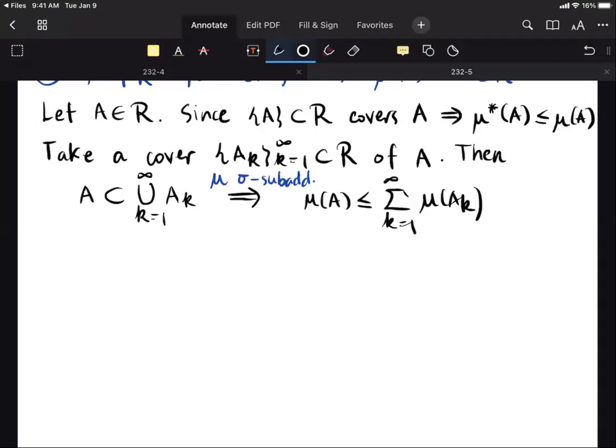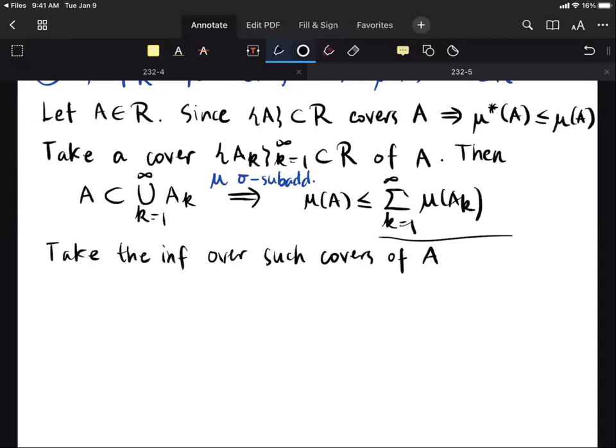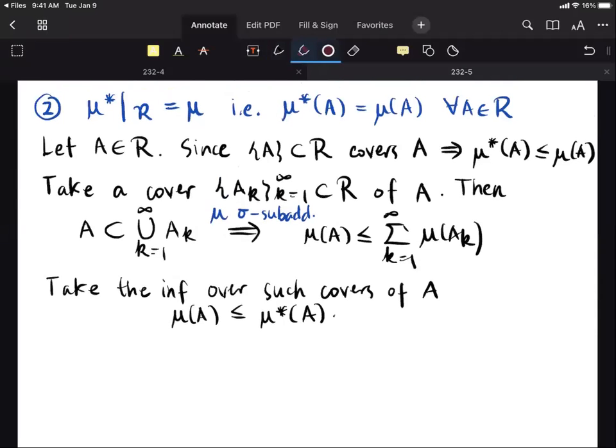Okay, so from this, we could now take the infimum over all such coverings of A. So the infimum of the right-hand side would be the outer measure of A. So we have this: the outer measure is less or equal to the premeasure and vice versa. Hence, we have this equality. So this is the second part. The restriction of the outer measure on the ring is just the premeasure.